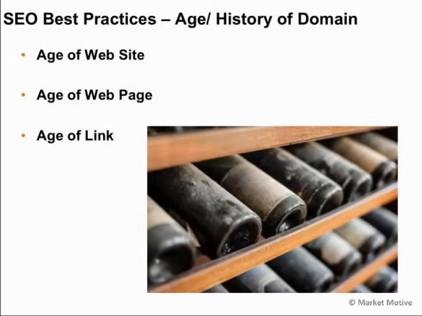The next area I want to talk about is the age and history of the domain. I would say, by my speculation, it was about the Florida update where Google really started tracking things effectively with regards to age. Storage was cheaper, and they were able to store more information and track more information on websites. So the age of a website, the age of a web page, and the age of a link can all be potential factors. Not really positive or negative one way or the other, but they are a factor.